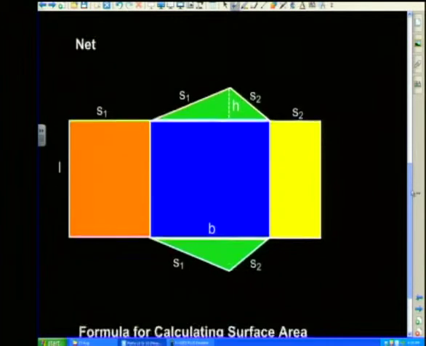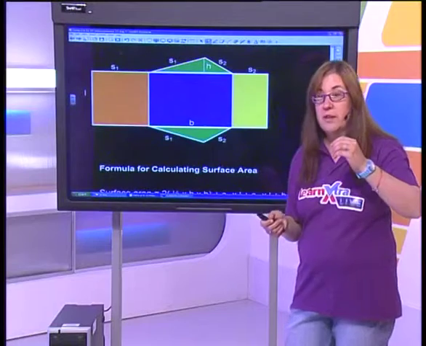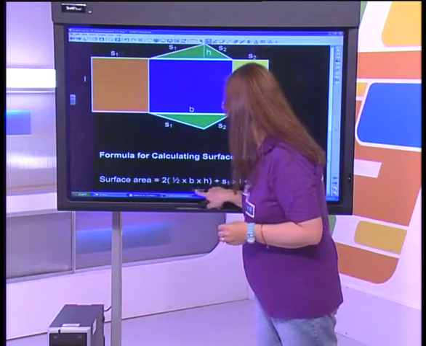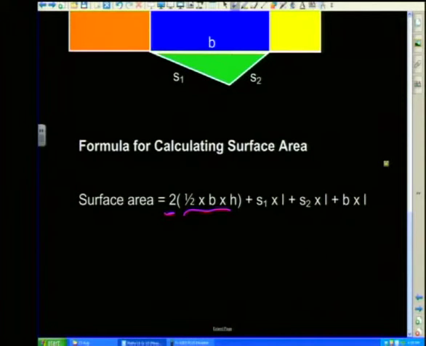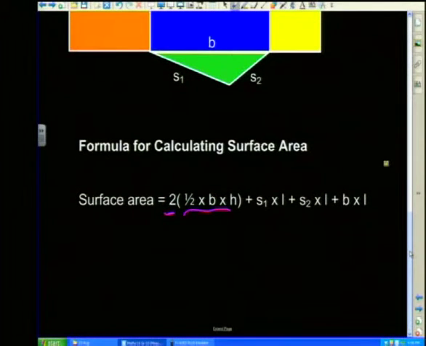So what do we do for this surface area to calculate? We're going to work out 2 triangles plus 3 rectangles. So my equation, let's move it up a little bit, 2 triangles, and that's my formula for the triangle, half the base times the height, plus I want the area of each of these. So this is basically S1 times the length. And this is base times the length, and this one is side 2 times the length. So all I'm going to do is add those 3 rectangles.